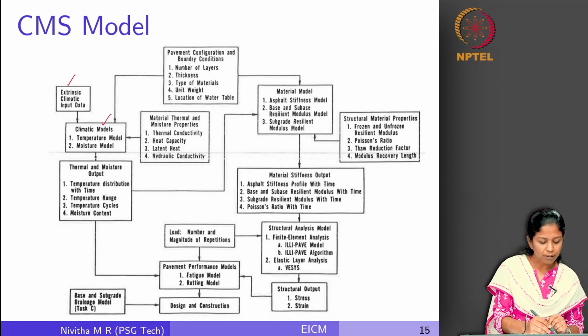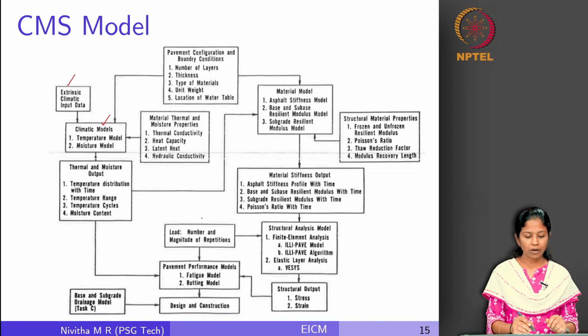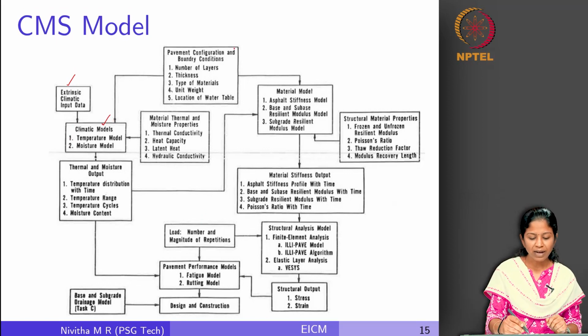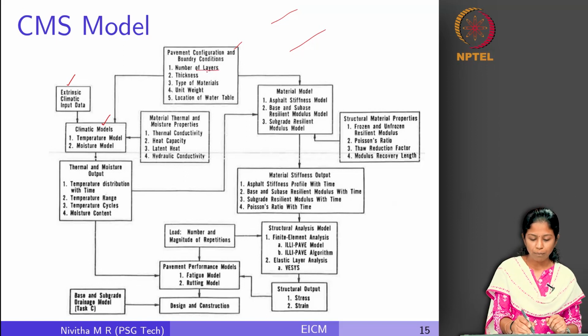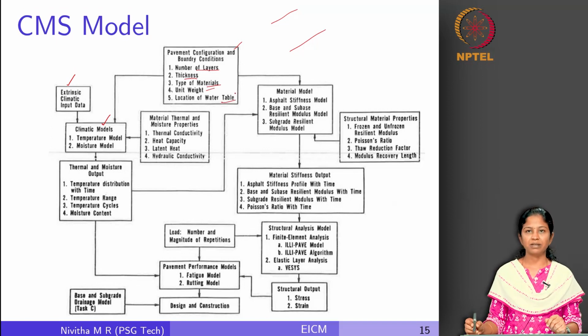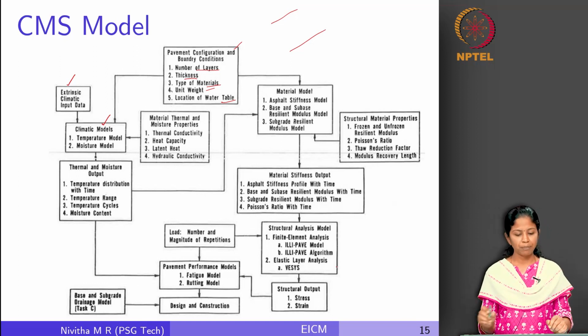Then this data will be input into the climatic model. We have a temperature model, we have a moisture model, right. Now, we also have to give pavement configuration and boundary conditions. So, we have to first define what is the system that we are interested in analyzing. So, we have to give the number of layers, the thickness of individual layer, type of material, unit weight, and where the water table is present.